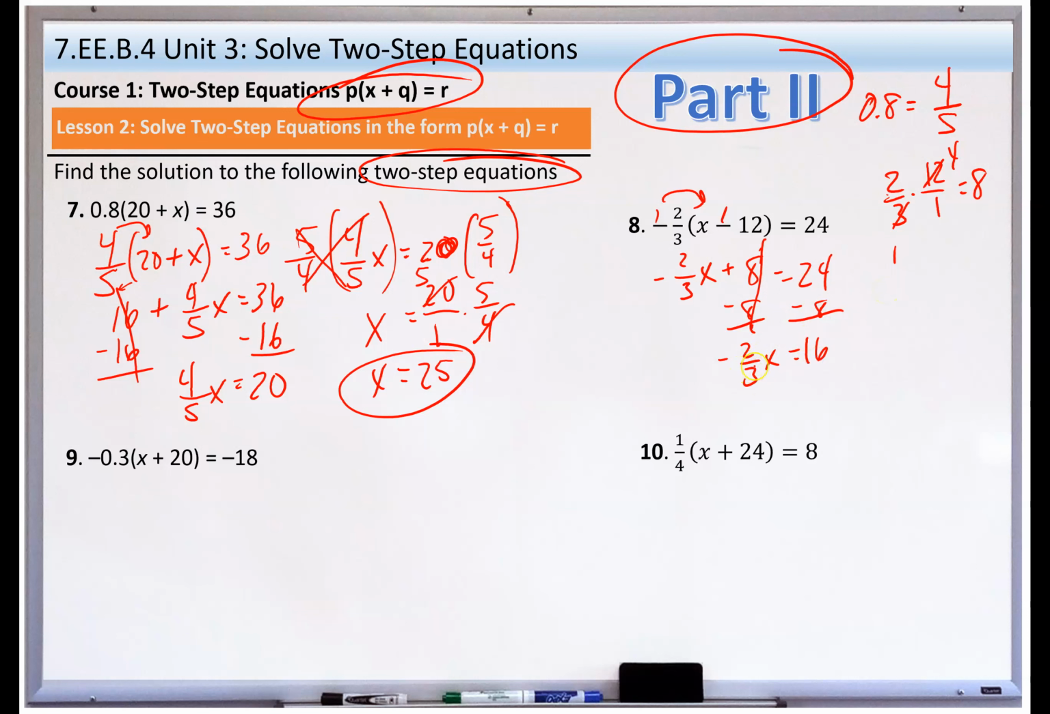Now I need to multiply by the reciprocal, negative 3/2. Negative 3/2, because a negative times a negative is positive, and if I multiply by reciprocals, I get 1. That goes away. So x equals, I'll do it the long way again, 16 over 1 times, this has to be negative, right? Because it's a positive number times a negative number, times 3/2. Simplify 16 and 2 by 2, 8. My answer is negative 24.